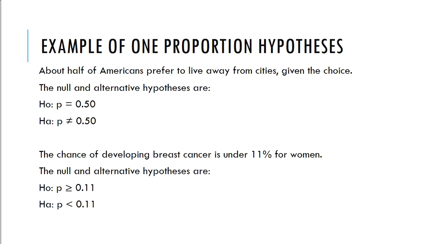And the last example. The chances of developing breast cancer is under 11% for women. Okay, I don't have anything about equality in there, do I? It doesn't say under and equal to 11%. It doesn't. It just says under. So I'm going to go and quickly fill out my alternative, which is p is less than 0.11. My null then becomes the opposite of that, which is p is greater than or equal to 0.11. So you're really looking for those equality signs to help you choose which scenario you need to pick.